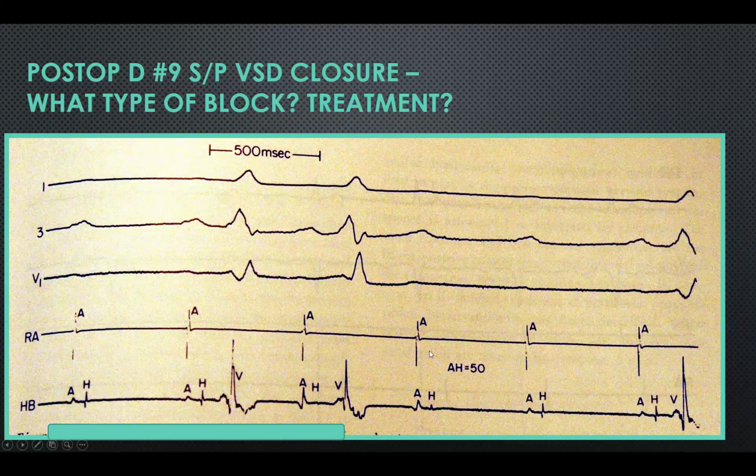Did you just say infrahisian? Did I hear that right? So by that you mean below the level of the His. Yeah, that's correct, right? Because we see that there's an A and an H, so the conduction from the atrium to the His bundle is pretty good, right? What do you notice about the HV here? So this is a conducted beat, and this is a conducted beat. Any difference between these? It looks like it's getting longer. Right.